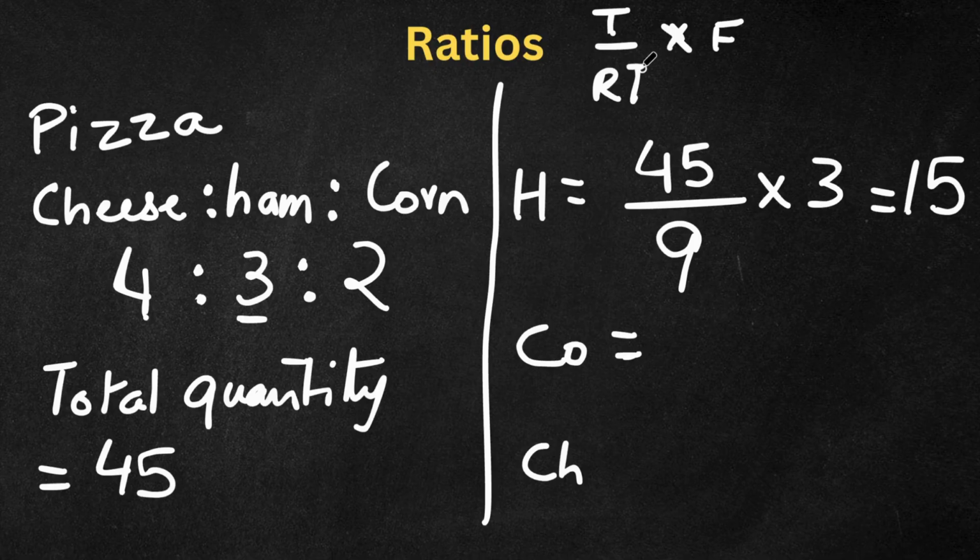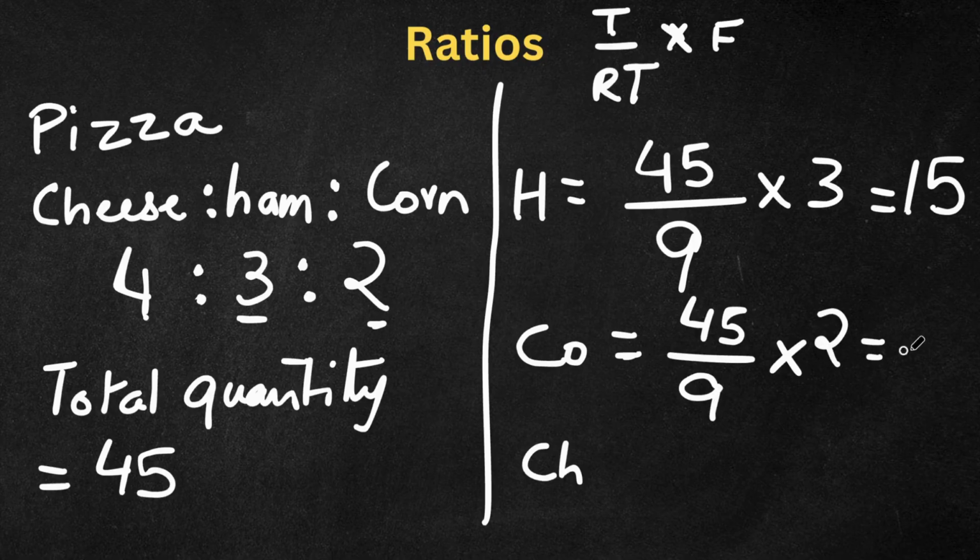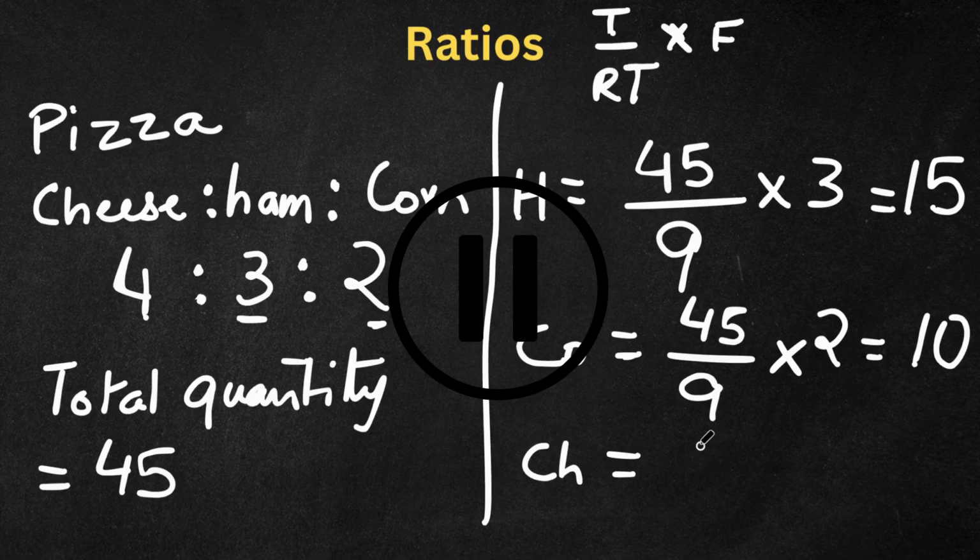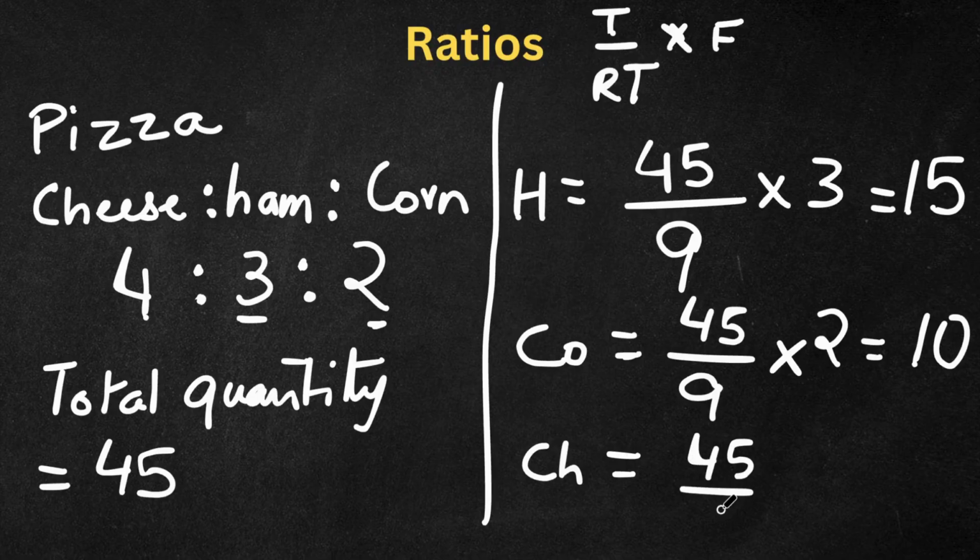Now let's put the formula again. The total is 45. The ratio total is 9. And the value of corn is 2. Right? When you solve it, you will get the answer as 10. Now the value of cheese will be, if you understood it, pause the video and do cheese. Otherwise, let's continue. 45 over 9 times the ratio of cheese is 4, so you get the answer as 20.